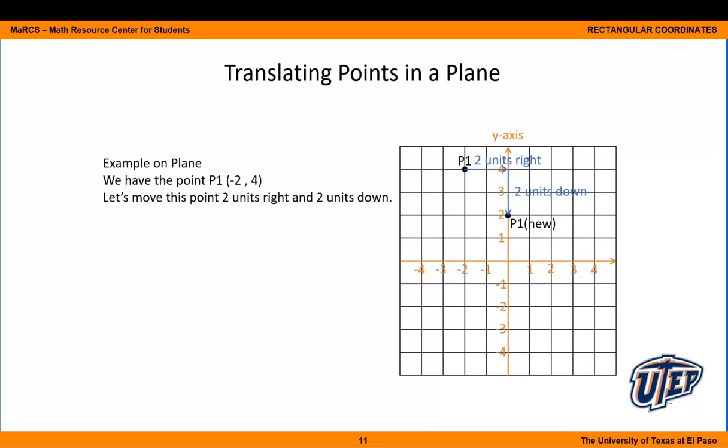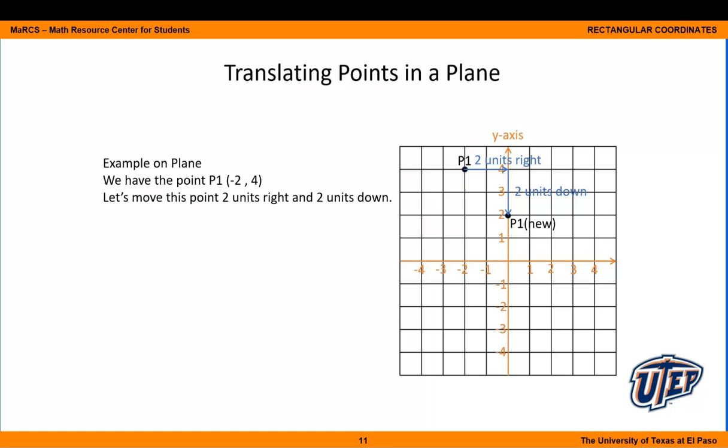Let's look at this visually. We start with the point (-2, 4). First, we move 2 units to the right. This increases x by 2, so x goes from -2 to 0. Then we move 2 units down. This decreases y by 2, so y goes from 4 to 2. So the new point is (0, 2). Notice how the movement happens step by step, first horizontal, then vertical.